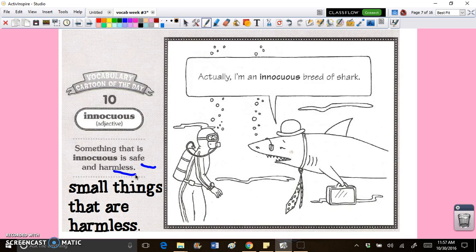You can tell, look at the picture. I mean, the shark looks like a nerd. He's got a tie, he's got a little hat, he's got glasses, a suitcase. He's not hurting anybody.